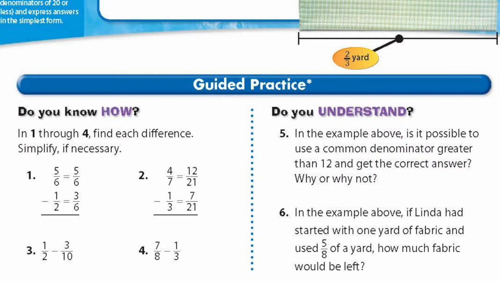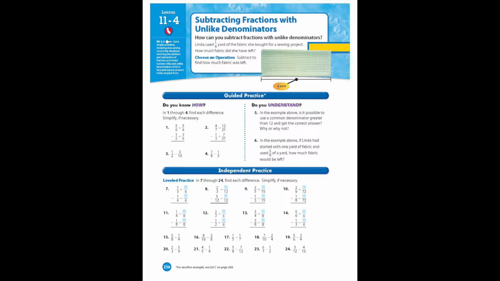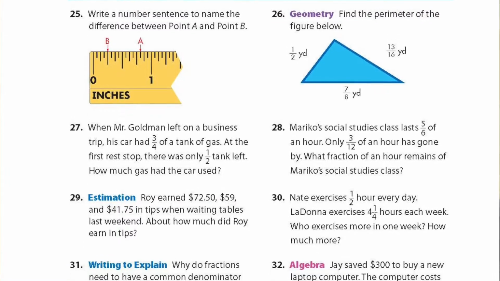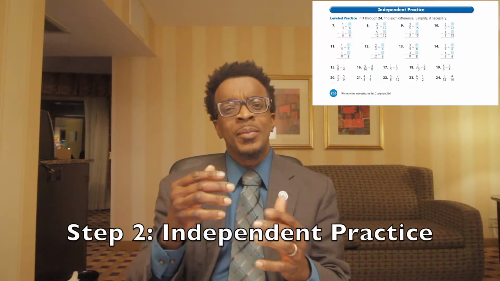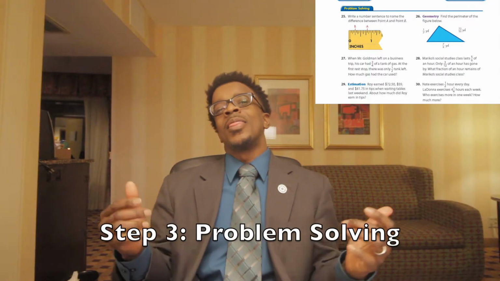So typically, this is a lesson using the direct instruction, gradual release of responsibility. You have your guided practice, you have your independent practice, and you have your problem solving. Most of the time, this is what happens. We work on the guided practice. Those are our examples. Show you what needs to be done. Then you work on the independent practice. You may work on all of them. You may work on the evens. You may work on the odds. If we have time, then we do the problem solving.